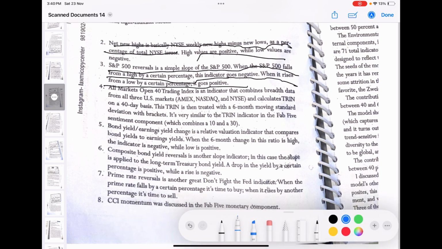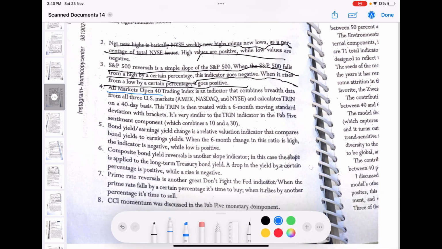The all markets open 40 trading index is an indicator that combines breadth data from all three US markets and calculates trend on a 40-day basis. The trend, you know what trend was? It was talking about the breadth, or the advances and declines in the market. This trend is then treated with a 6 month standard deviation and with brackets. It is very similar to the trend indicator in the Fab 5 component, which combines 10 and 30.